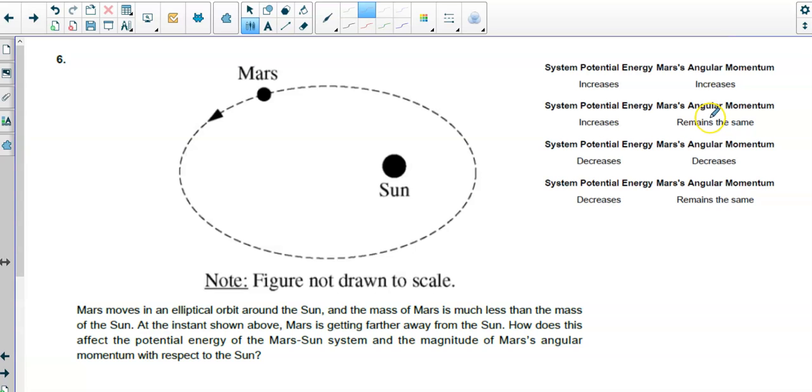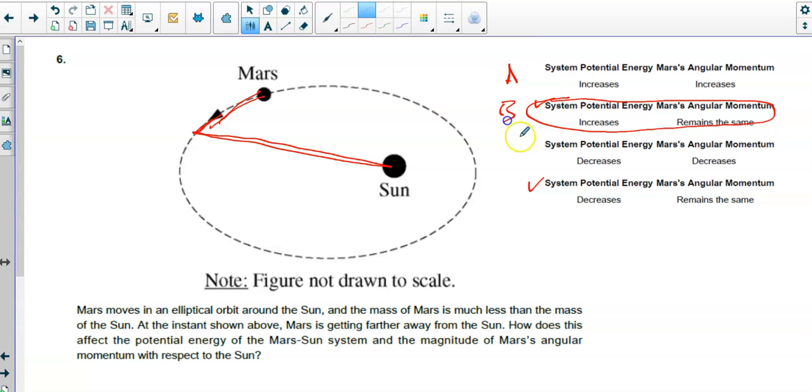So right away, I'm down to either this choice or this. Now, potential energy, not total energy, but potential. As it goes this way, that distance between it and the Sun is increasing, so the potential energy is increasing. MGH, H is getting farther, so I would go with B. The letters aren't here, but that's B.